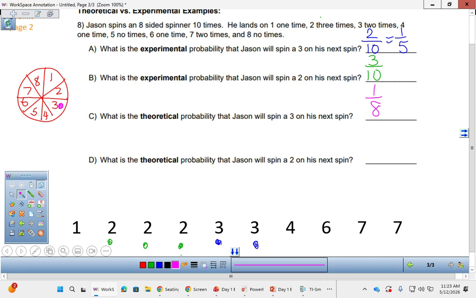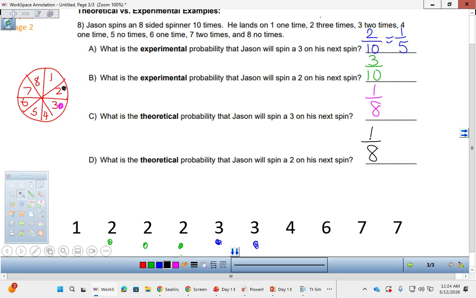So he actually got a 3 1 out of every 5 times. But hypothetically, I thought it should have been 1 out of every 8. Right, if this is an even spinner, 1 out of every 8 would be the theoretical probability. What is the theoretical probability that Jason will spin a 2? So I'm looking at this. How many 2s are on the spinner? 1 out of how many total? Experimental, use the data. Theoretical, use the device.